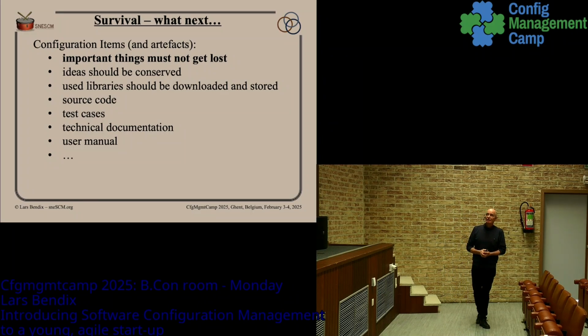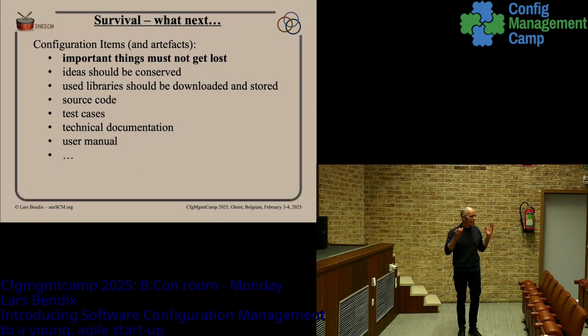Source code, test cases. Source code and test cases don't really have to be configuration items, because if they disappear, given that we have the requirements, we can sort of recreate them, but it'll be a pain and a lot of work. So usually we want to keep the source code and the test cases. Technical documentation, user manual stuff, if it's important for the product, then it should be a configuration item.